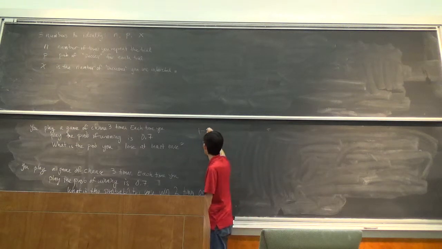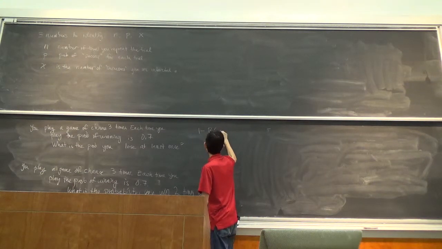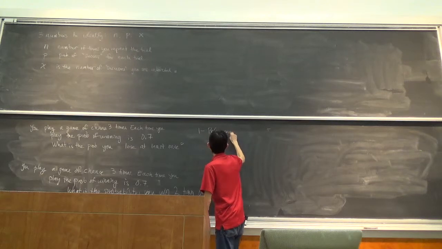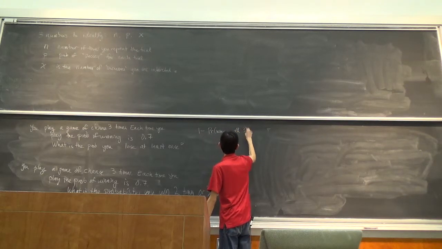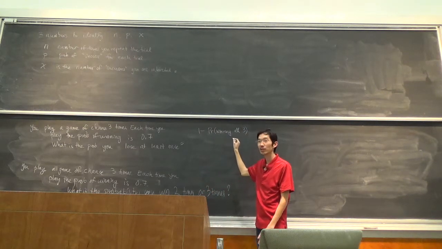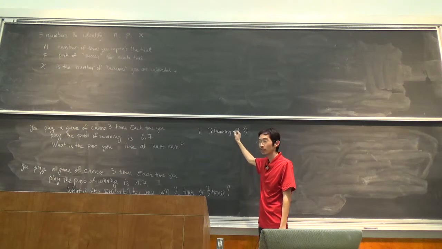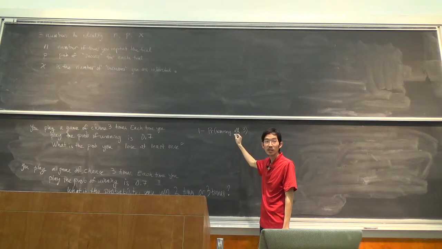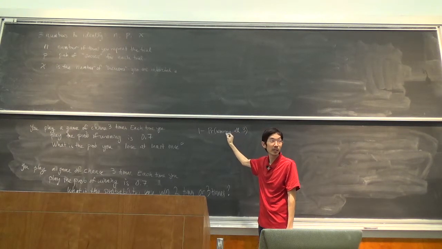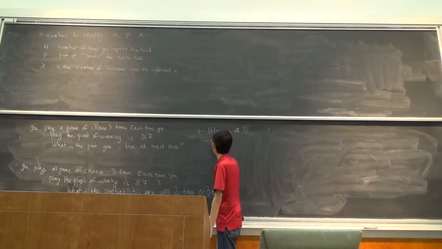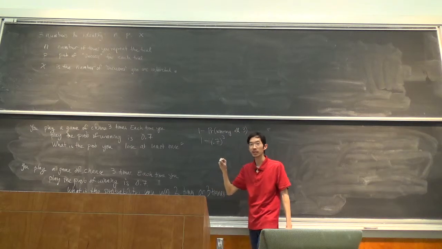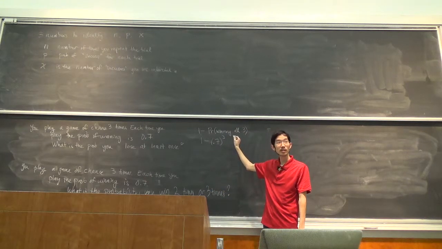Okay, so this one's going to be 1 minus the probability of winning all 3. There's a couple ways we could do this. We could do 0.7 raised to the 3, because that's the probability of winning all 3, right? 1 minus 0.7 raised to the 3. Is that okay? And we would get that.